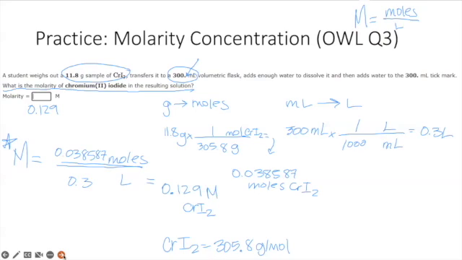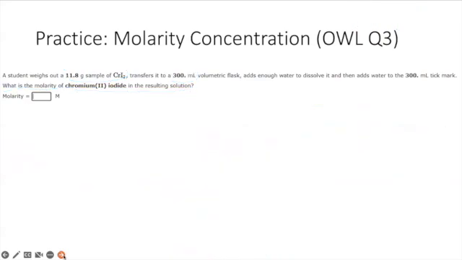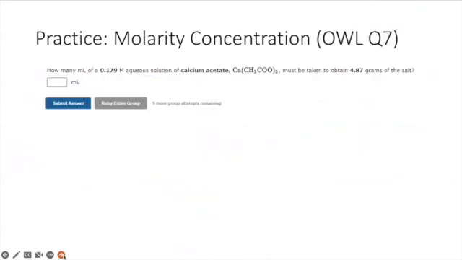All right. So we have another molarity practice problem. This time they have given us big M, and they have given us grams, and they want us to solve for volume in milliliters. So we got quite a few steps here.